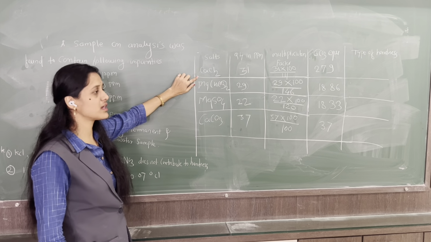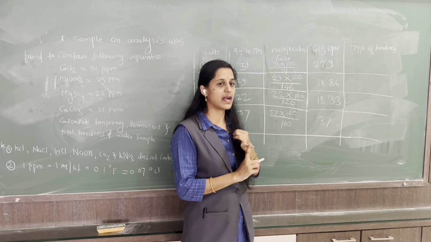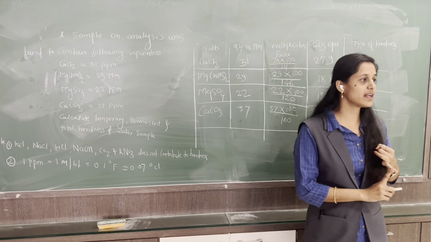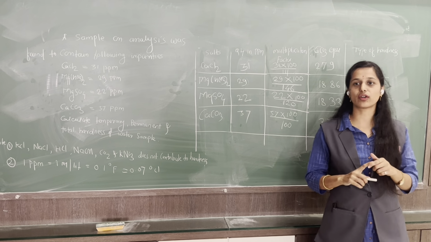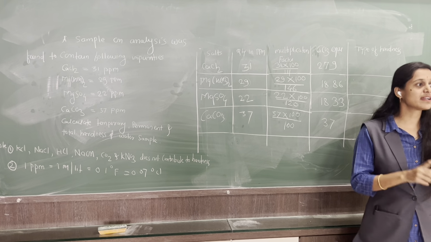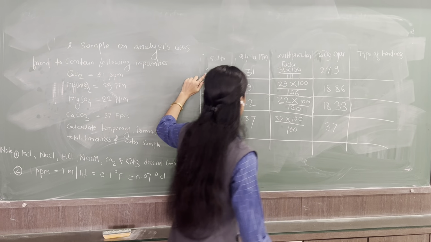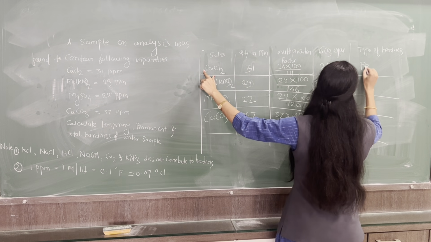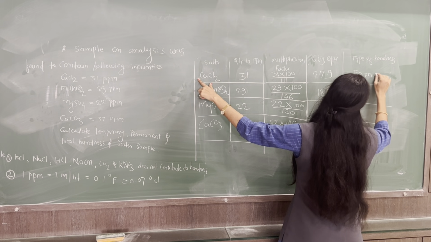Now we should know which type of hardness each salt causes. Already we have studied that hardness is of two types: first one is temporary hardness, second one is permanent hardness. Temporary hardness is nothing but the carbonates and bicarbonates of calcium and magnesium; they contribute the temporary hardness. And permanent hardness is from chloride, sulfate, nitrate of calcium and magnesium. So CaCl2 will contribute the permanent hardness, so you have to write here permanent hardness.